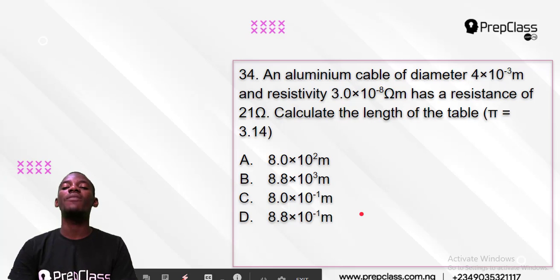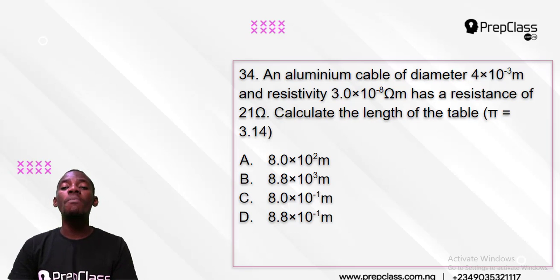An aluminum cable of diameter 4 times 10 power minus 3 meter and resistivity 3 times 10 power minus 8 ohm meter has a resistance of 21 ohm, right? Now calculate the length of the cable.